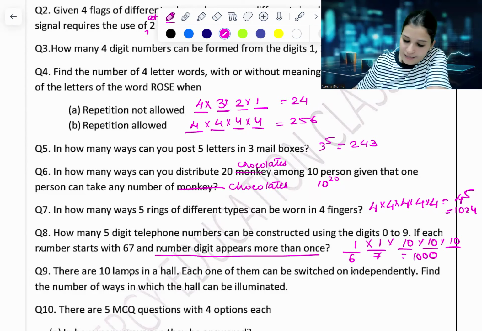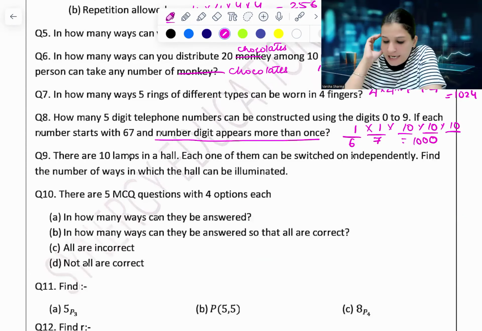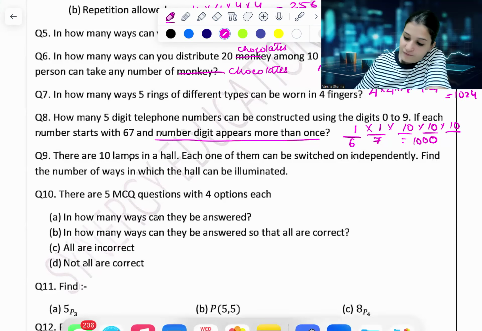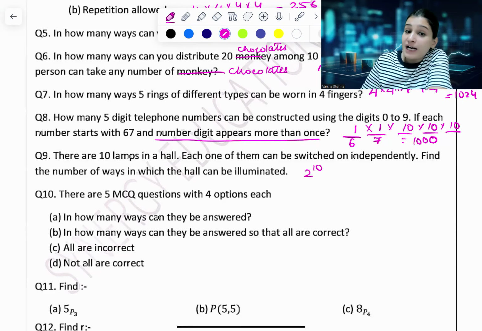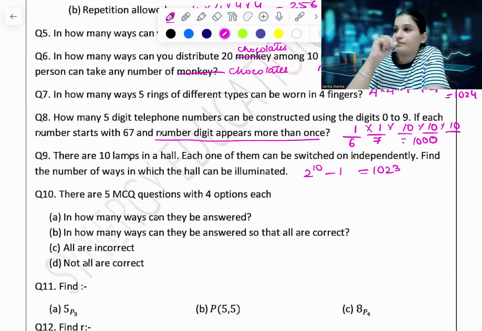Question 9. There are 10 lamps in a hall. Each one of them can be switched on independently. So 10 switches. Find the number of ways in which the hall can be illuminated. That means I want light, but I don't want darkness. How many ways are there? 2 to the power 10 is the total. You can't have darkness, so minus 1. So 1024 minus 1, 1023.